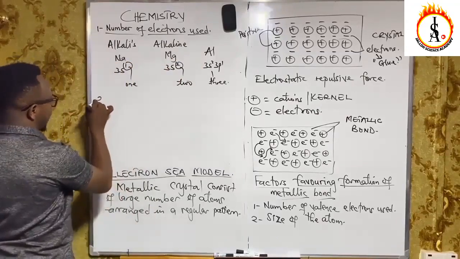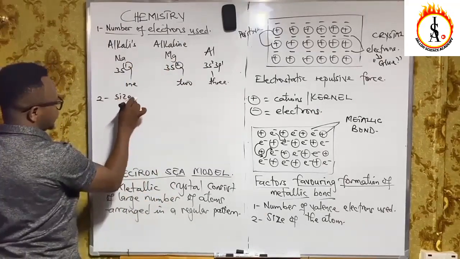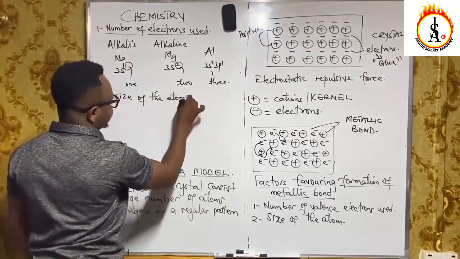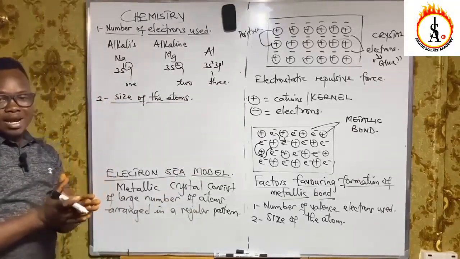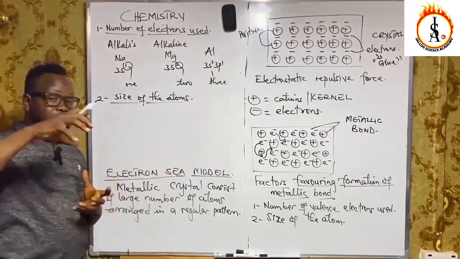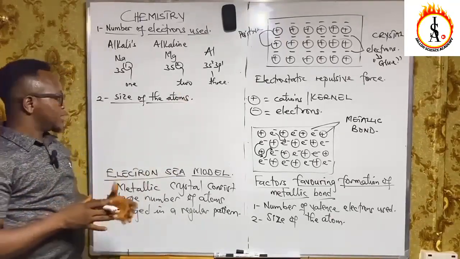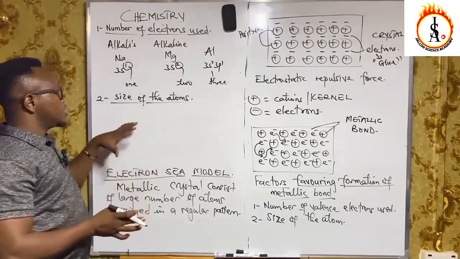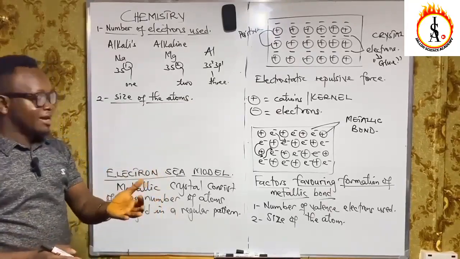Next, we look at the size of the atom. Now, for the size of the atom, the smaller the atomic size, the greater the force of attraction between the positive center and the electron cloud. And that brings about a stronger metallic bond. So atoms with smaller atomic size get a stronger metallic bond.